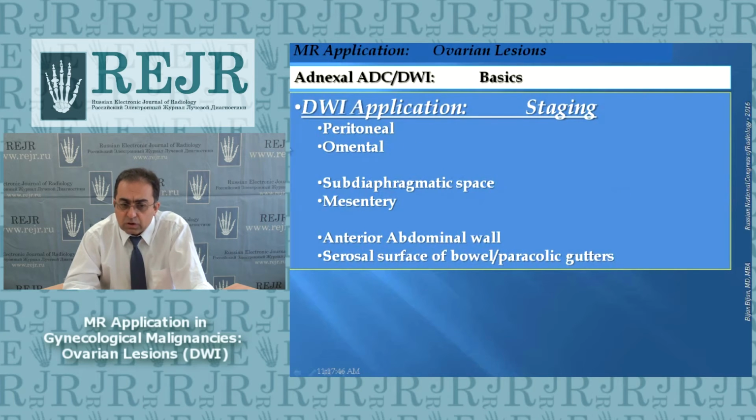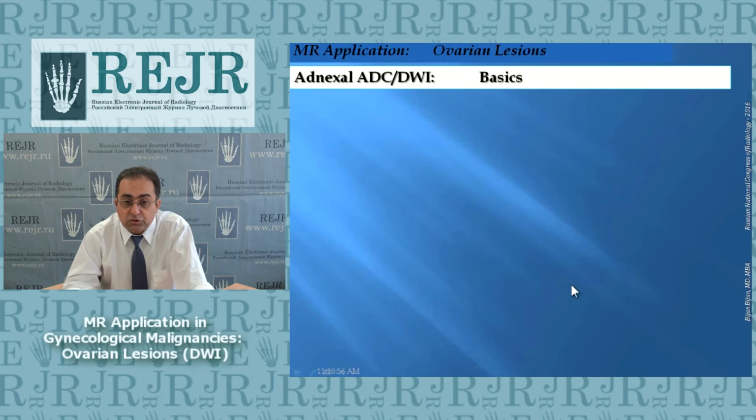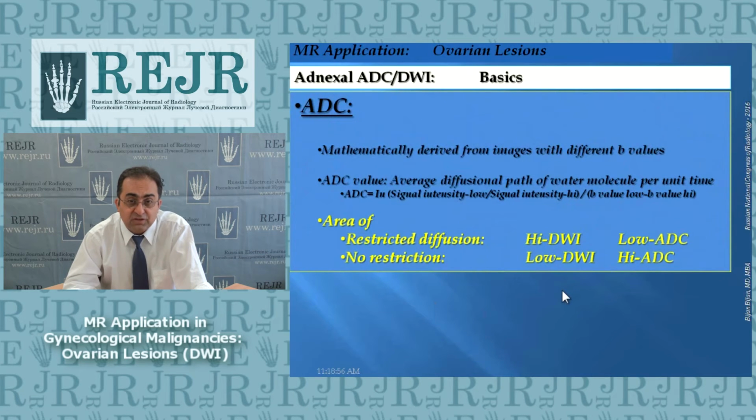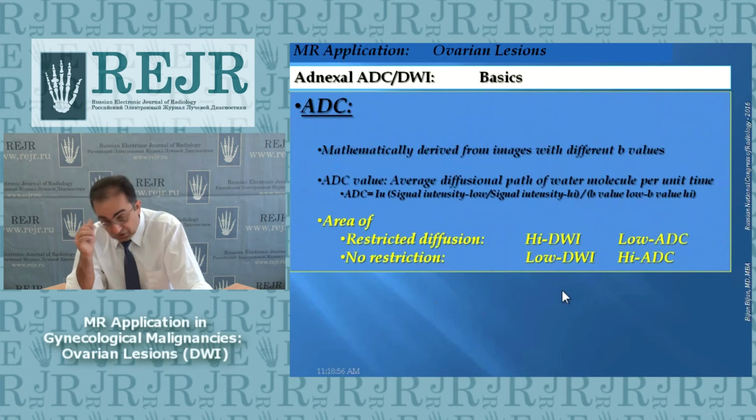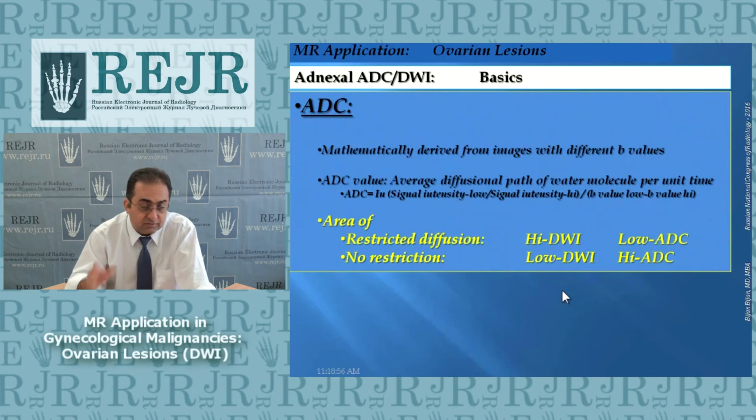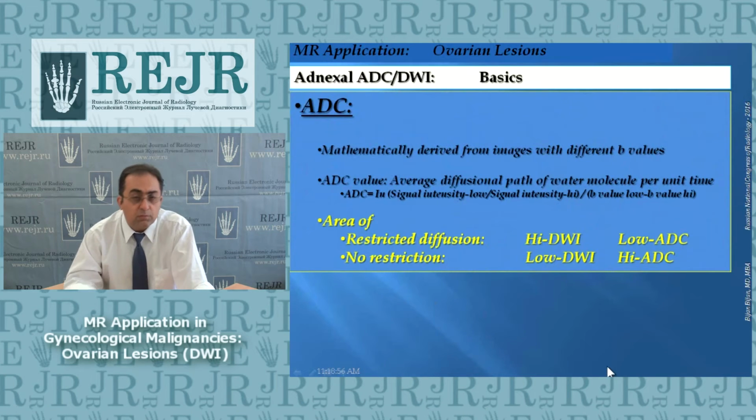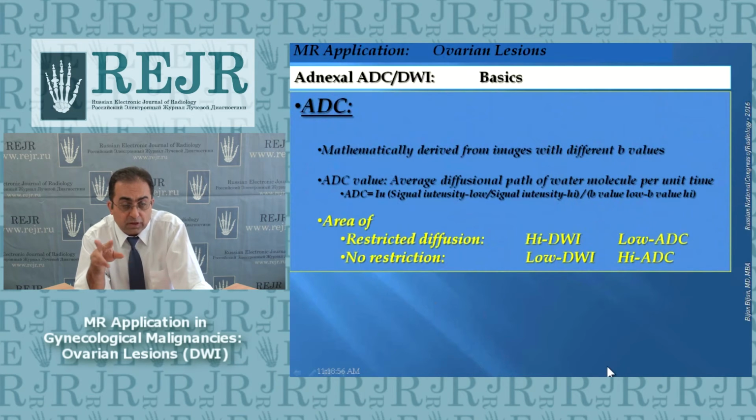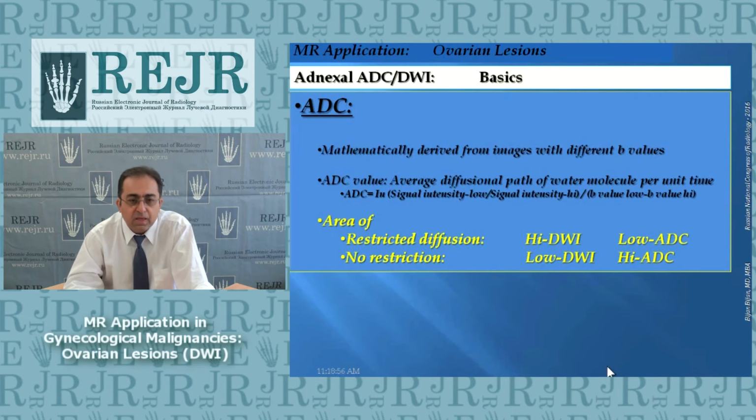So these are the specific areas that DWI shows distinct advantage compared to other cross-sectional imaging modalities, including ultrasound, CT, and even PET. With PET, they're competing neck to neck. So the DWI and FDG, actually, they look very much alike. So that's kind of an exception.